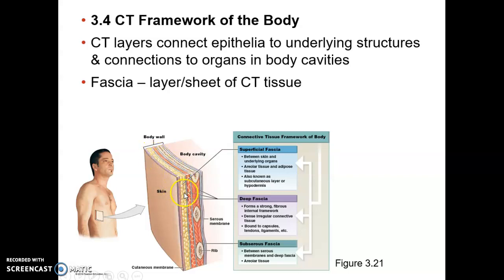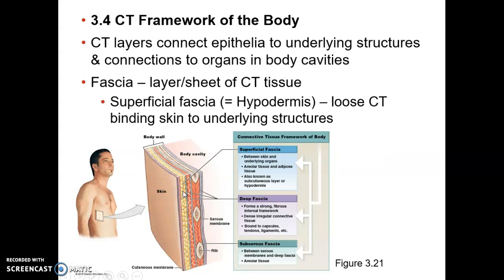So we'll see this in the next chapter. Superficial fascia is also called the hypodermis. Here we go. Superficial fascia, hypodermis. It helps bind and hold the skin to the underlying tissue, the underlying musculature. And then the deep fascia is sheets of underlying connective tissue that bind and hold the muscular tissue in place, surrounding muscles and tethering them together.